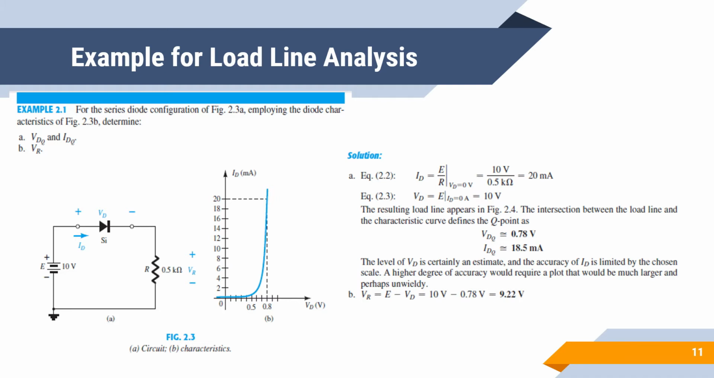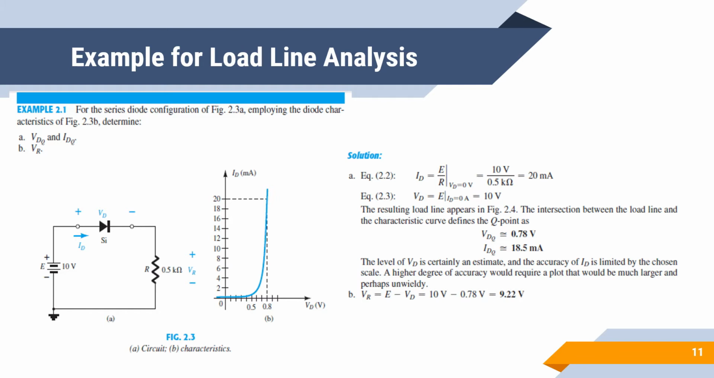So, yung intersection between the load line and the characteristics curve defines Q point as yung VDQ natin is equal to 0.78 volts and IDQ natin is 18.5 milliamperes. So, in-estimate na lamang natin ito. Not equal, pero almost equal.